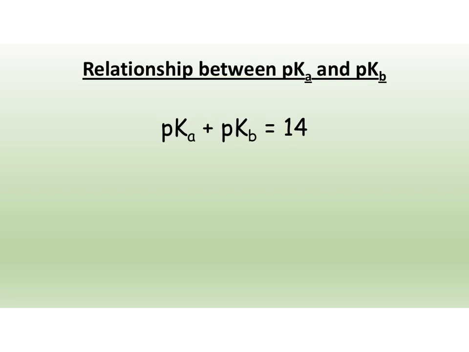There's a relationship between pKa and pKb, and it's pKa plus pKb equals 14, just like pH plus pOH equals 14. So if you know one, you can find the other through this little formula.